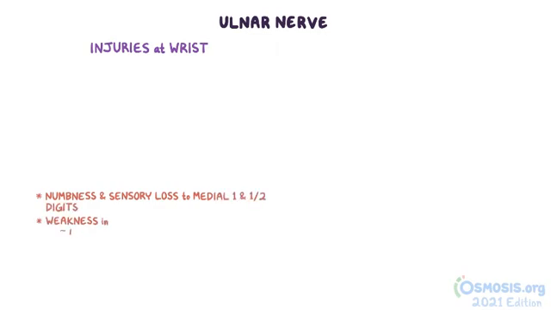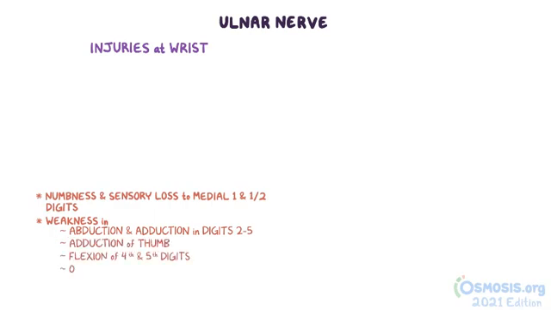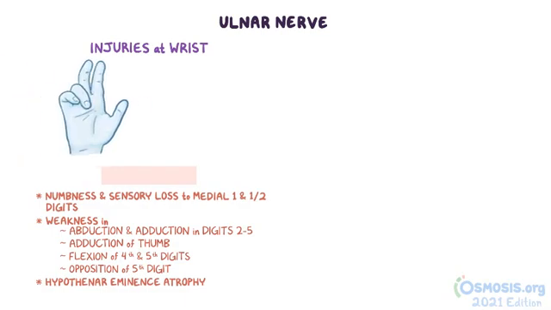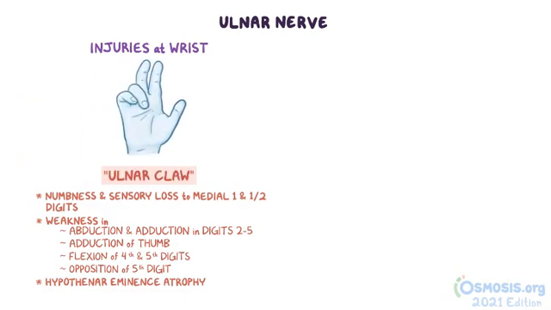Ulnar nerve injuries distally at the wrist result in numbness and sensory loss to the medial 1.5 digits, weakness in abduction and adduction in digits 2 to 5, weakness in adduction of the thumb, weakness in flexion of the 4th and 5th digits and opposition of the 5th digit, as well as hypothenar eminence atrophy, plus the characteristic ulnar claw, which is the exact opposite of a median claw.